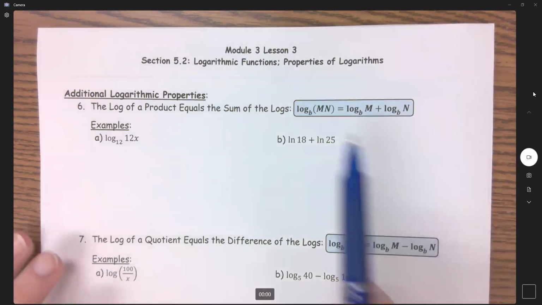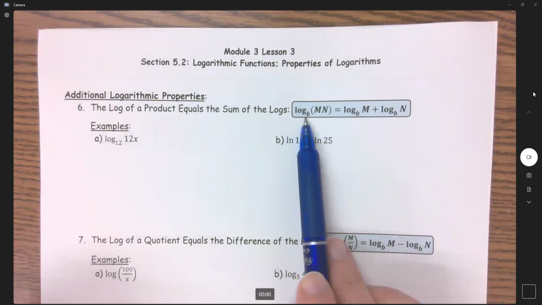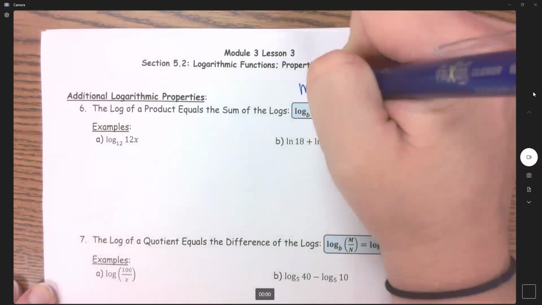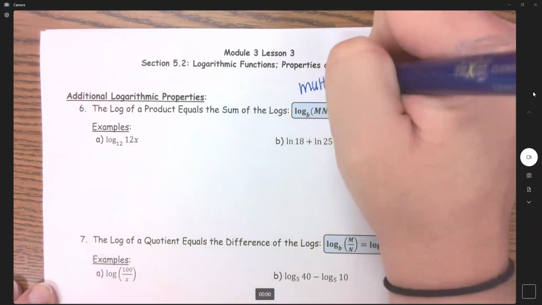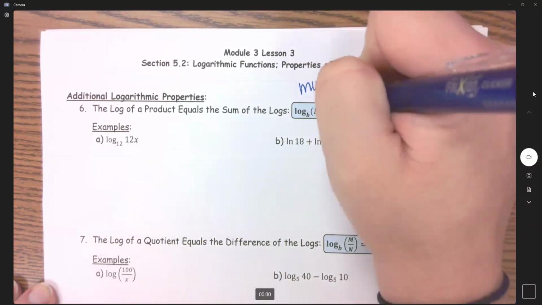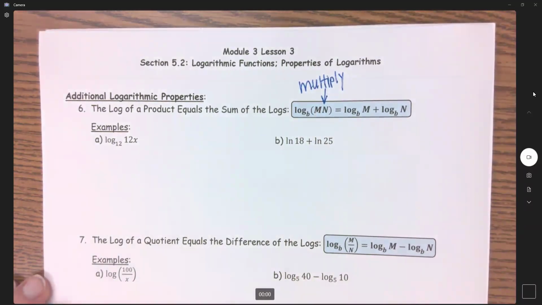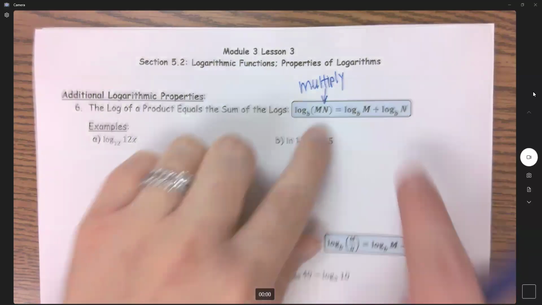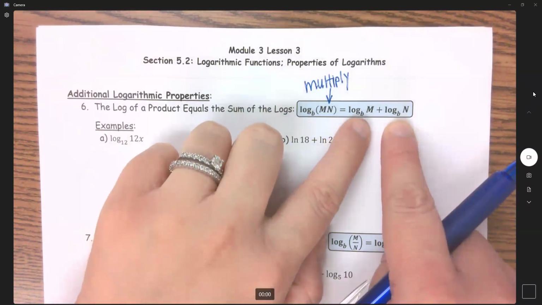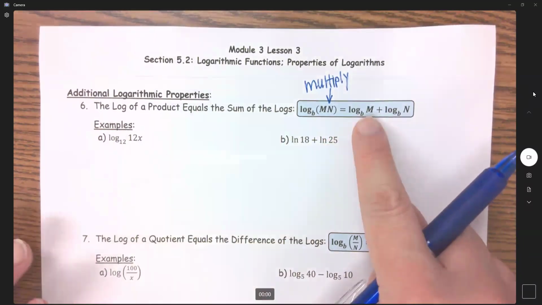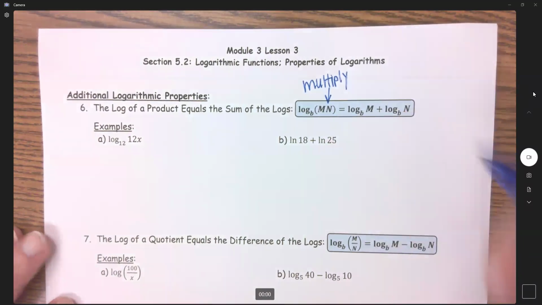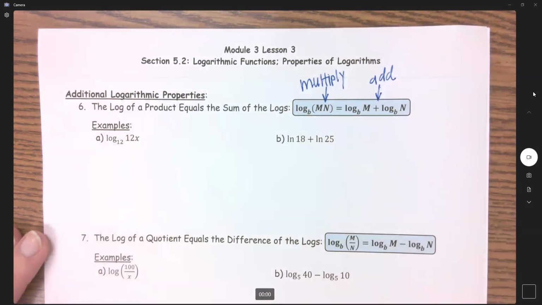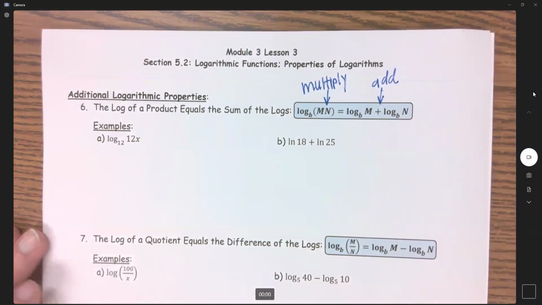So if I can see a log base b of any base, and we have m times n, I can see here that what is inside my log is being multiplied together. Then I can expand this out into 2 separate logs, both with that same base, log base b, of m plus log base b of n. So when I see they're being multiplied, we can expand that out by adding the 2 logs together.